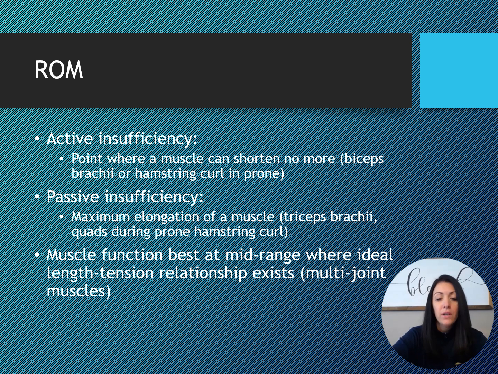So, muscle function is best at mid-range where the ideal length-tension relationship exists, especially for those multiple joint muscles. So remember Goldilocks and the Three Bears, we talked about that, where we want the motion just right. So you don't want to be kicking a soccer ball and having the movement all the way in active insufficiency or into passive insufficiency, because that does not put the muscle at the optimal length for performance.